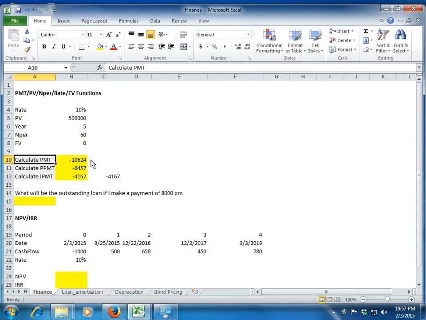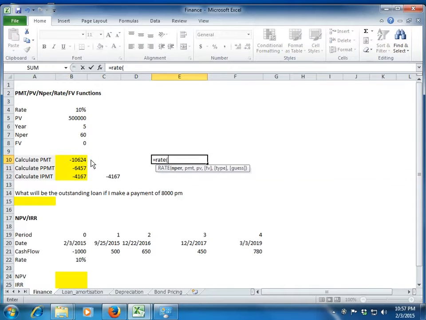So these are the 3 functions to calculate your EMI components. Again, you can interchange these functions. So let's say, given the other information, I want to calculate the rate. So you can see that it can calculate the rate and all other information will be entered by the user, and so on and so forth.